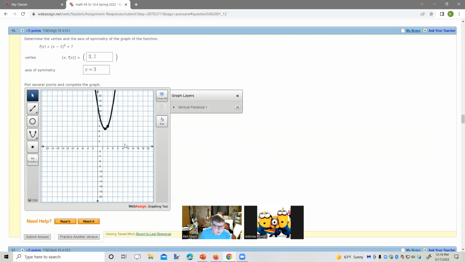Yes. So you're going to use this button here, turn it blue, click on the vertex, then a second point. That will give you the correct graph.